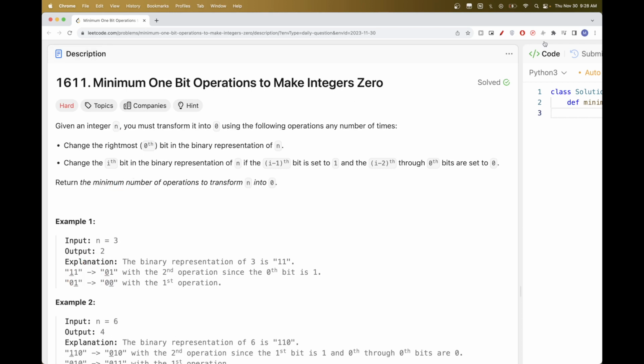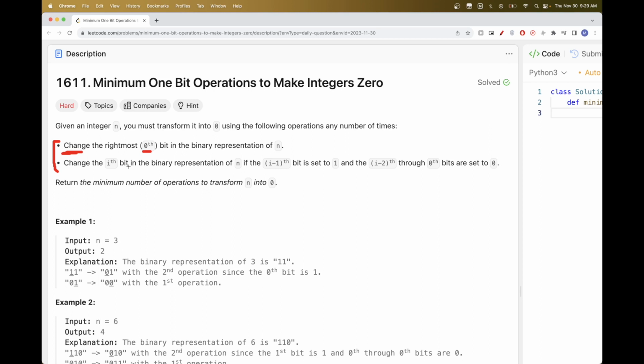Now, what are the operations we are allowed to do? Only two operations. One is changing the rightmost bit, which is the 0th bit of n. Notice here they say change. By change, they mean if it's 0, change it to 1, or if it's 1, change it to 0. So both are represented by this operation.